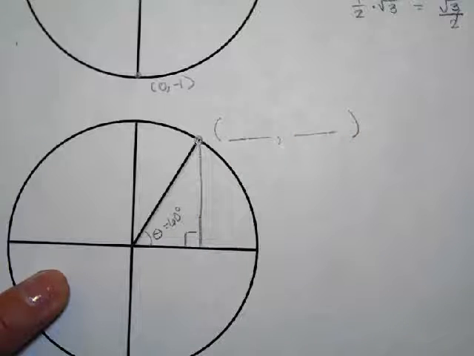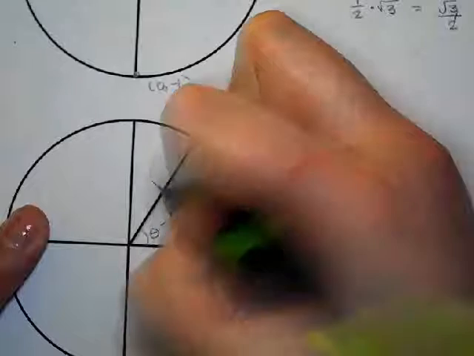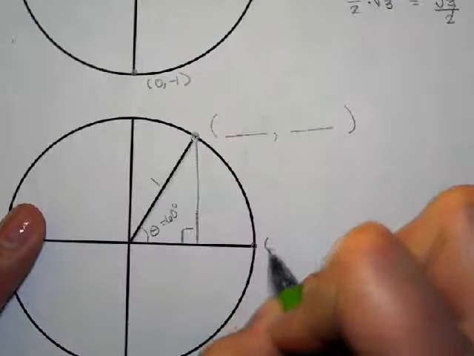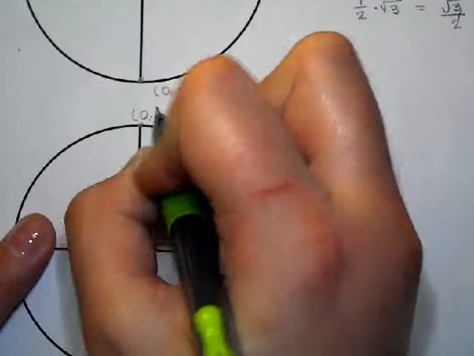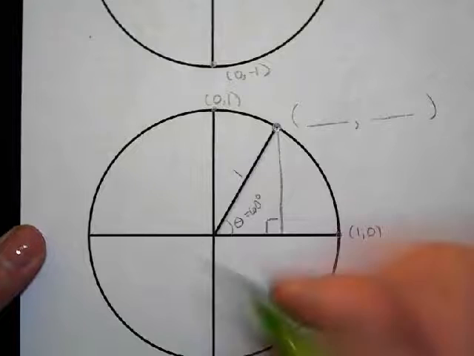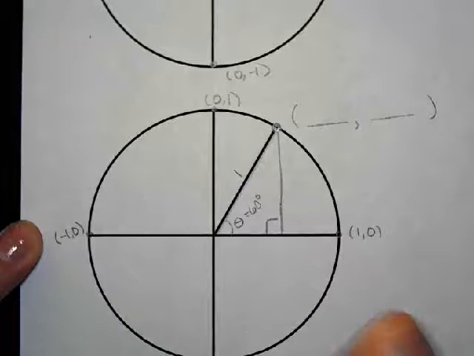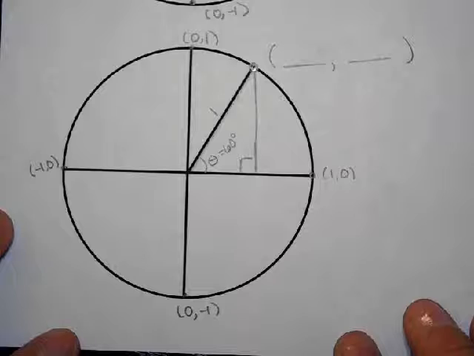It's still a unit circle, which means the radius is still 1. So if you were to do these other points, this is still the point 1, 0. This is still the point 0, 1. This is still the point negative 1, 0. This is still the point 0, negative 1. So that stuff has not changed. Okay. So this side is going to be our x side. This side is going to be our y side.